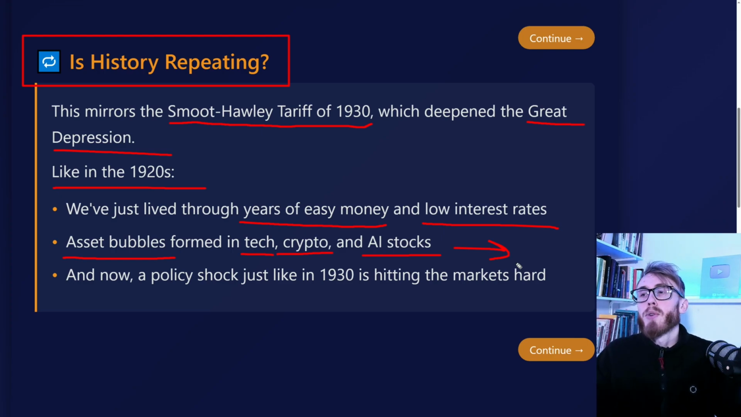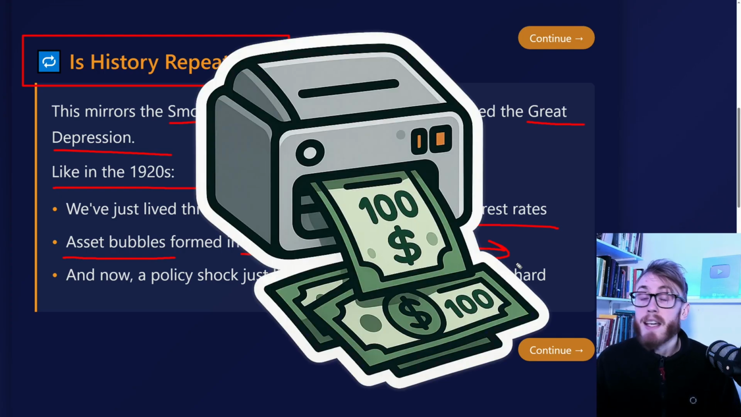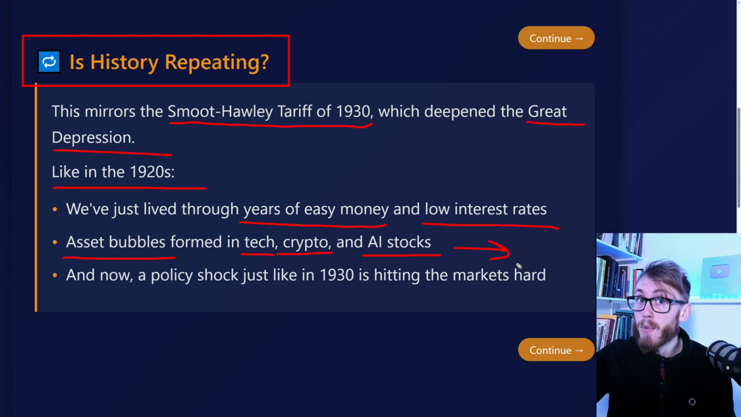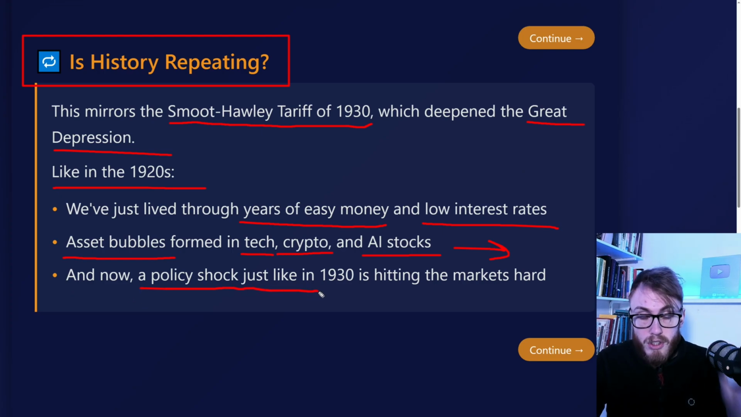And it's also important to remember that if the governments just keep on printing and printing money, it's very possible that we can just print our way out of this crash too. But remember, the more money we print, the more likely it is that the wealth gap just continues to grow. So it's basically a lose-lose situation. Will the market crash, or will we continue to make the rich richer and the poor poorer? This is at least how I see this issue, and I think it's a massive issue. And now a policy shock, just like in 1930, is hitting the markets pretty hard.